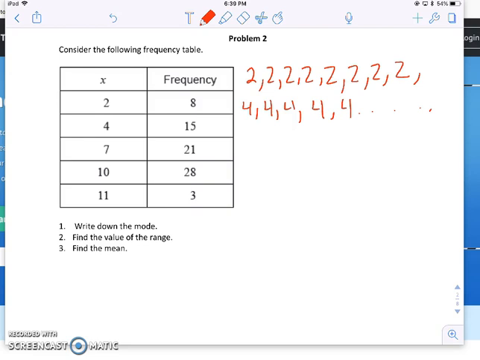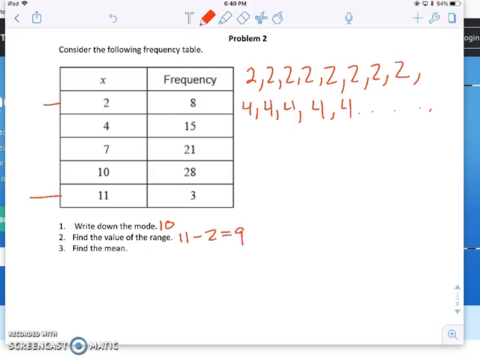So write the mode. Which number appears the most? Well, that's going to be 10. Find the range. Well, the range is highest to lowest, like what's that spread? So 11 is the highest, 2 would be the lowest, so 11 minus 2 is 9.